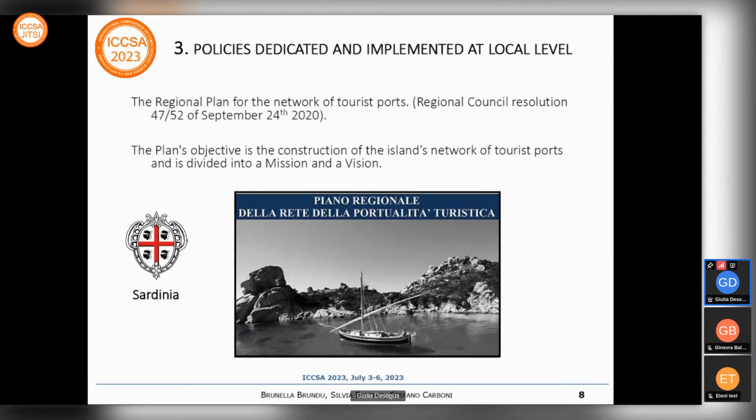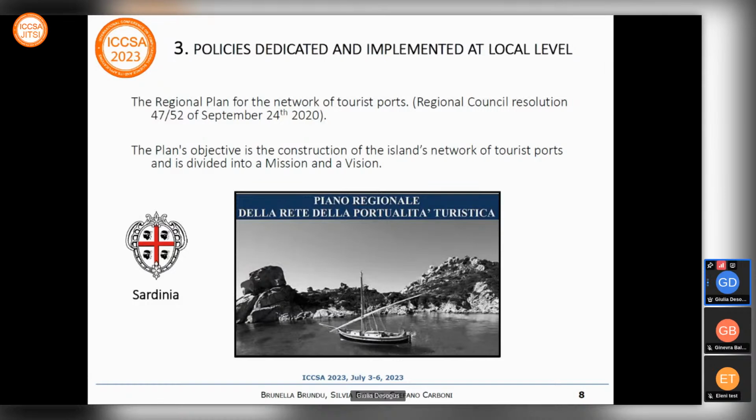Among the latest documents produced, we have the regional plan for the network of tourist ports, Regional Council Resolution 4752 of 24 September 2020. The plan's objective is the construction of the island's network of tourist ports, and it's divided into a mission and a vision. The mission aims to implement a capillary system of access points to the hinterland to favor the overall touristic fruition of the regional territory.